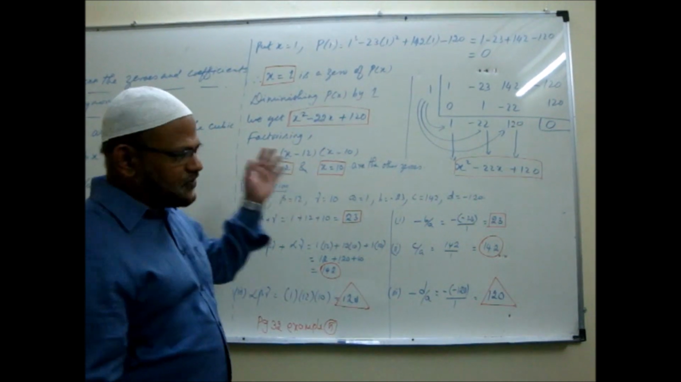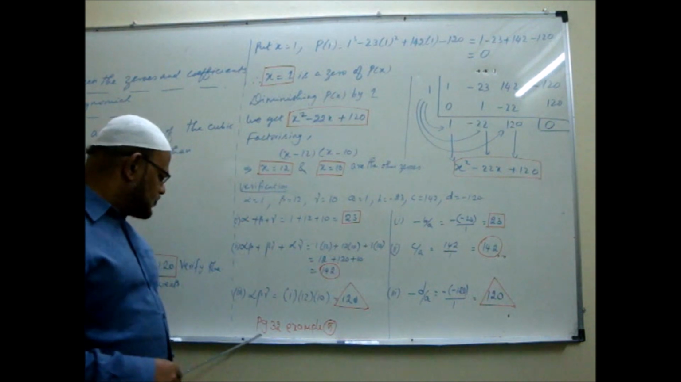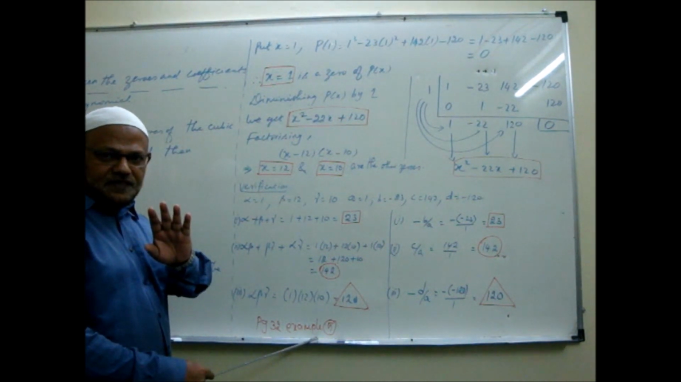This is what the question is about. You find the zeros and you verify. Sometimes they will give you the zeros and you will have to verify. Okay. Now see this question, page number 32, example 5. They give the zeros. You just verify only.